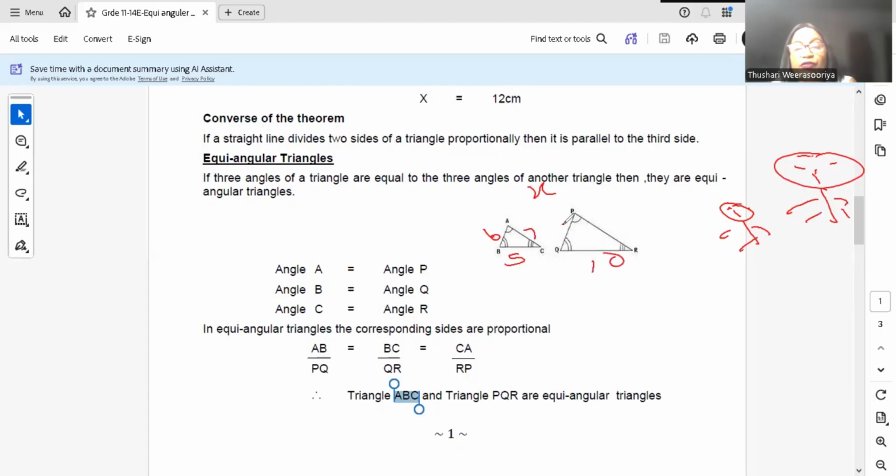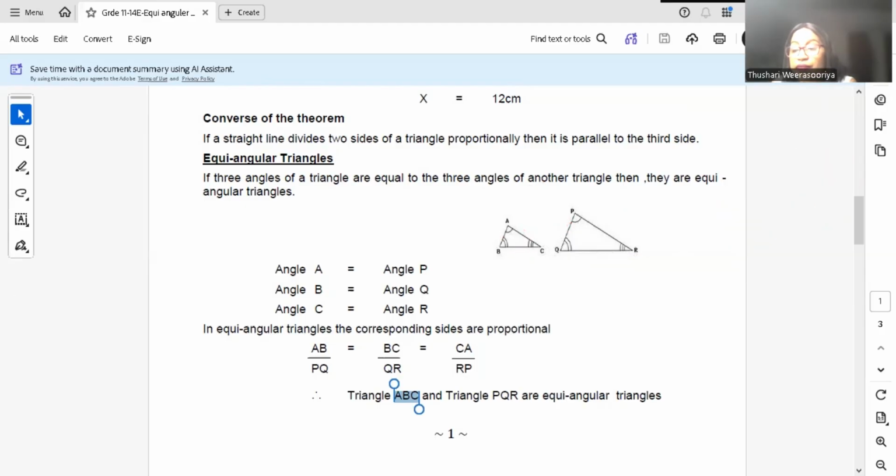Another child can take 10 centimeters, 12 centimeters, and 14 centimeters. Right? But the features are same. So, these type of triangles are called equiangular triangles. They are not equal in area. They are not like congruent triangles. And in equiangular triangles, there is a special feature. What is that special feature? The corresponding sides are proportional.